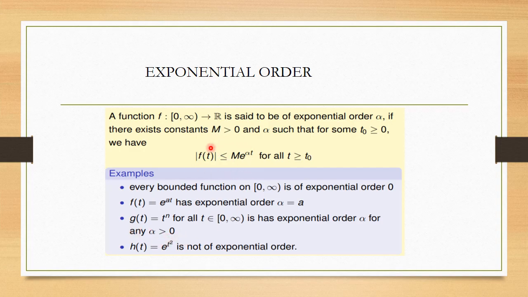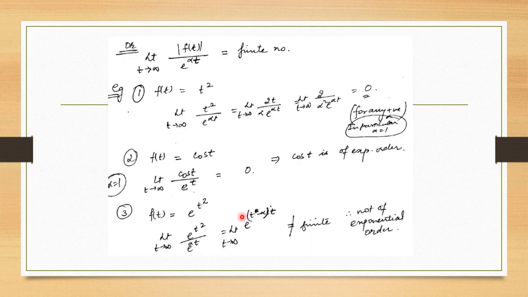We can also check whether the function is of exponential order alpha or not by using limits. If we find the limit of mod of f(t) divided by e to the power alpha t, as t becomes very large, and this limit is some finite number, then the function is of exponential order, otherwise not. For example, to check whether the function t square is of exponential order, we can find the limit of t square upon e to the power alpha t as t tends to infinity. This limit is finite, it is 0 for alpha equal to 1, right? Therefore this function is of exponential order.